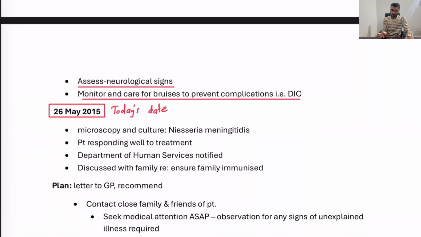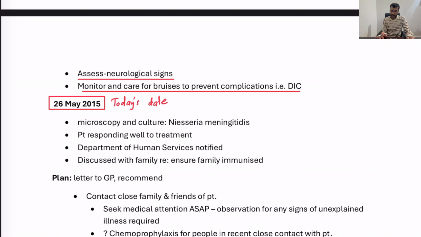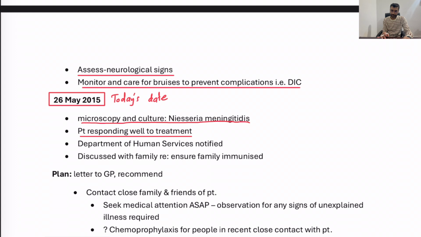Then 26 May 2015, which is today's date here, microscopy and culture showed Neisseria meningitis. Patient responding well to the treatment. Which treatment? Benzalpenicillin that we started after the LP reports. This is important. Department of Human Services notified. Also important. Discussed with family regarding ensuring family is immunized. Important. Then our plan.